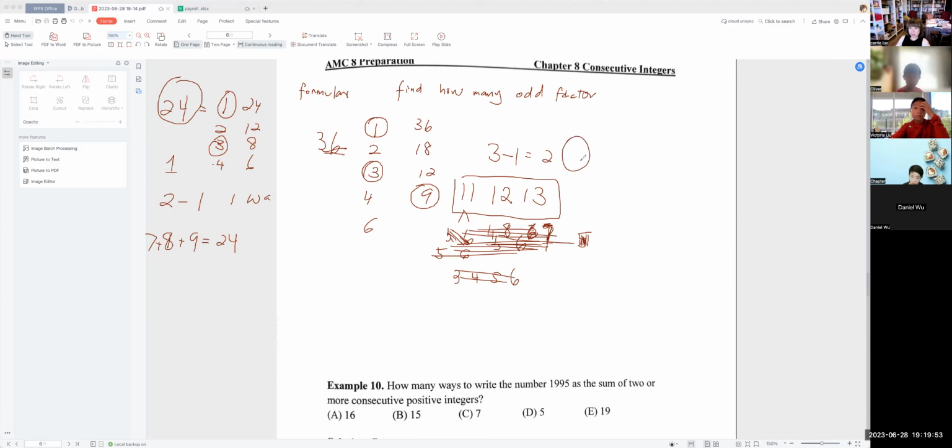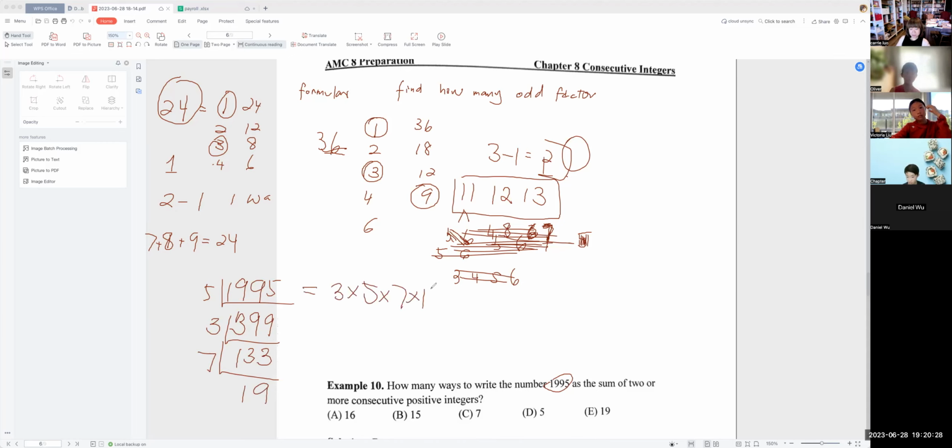So there are two ways. Okay, I don't know which one, but you know there are two ways. So everybody, if I give you a bigger number like 1995, is it possible to list all the possible numbers? It's very hard, right? But we can find out how many odd factors of 1995 by dividing by 5, by 3, and by 7. Okay, so 1995 equals 3 times 5 times 7 times 19.